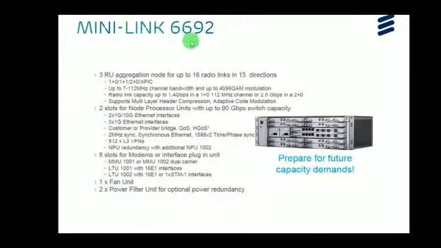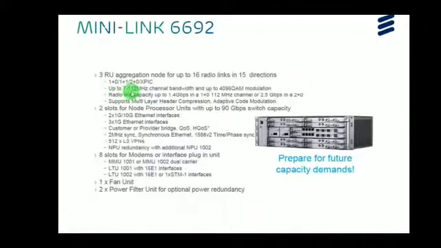The next one is Mini-Link 6692. This is a picture of 6692. This is a 3U aggregation node for up to 16 radio links. It has 8 slots, and each one supports 2 radio links, so totally we can configure up to 16 radio links. It also supports 1 plus 0, 1 plus 1, 2 plus 0 and XP configuration as well.